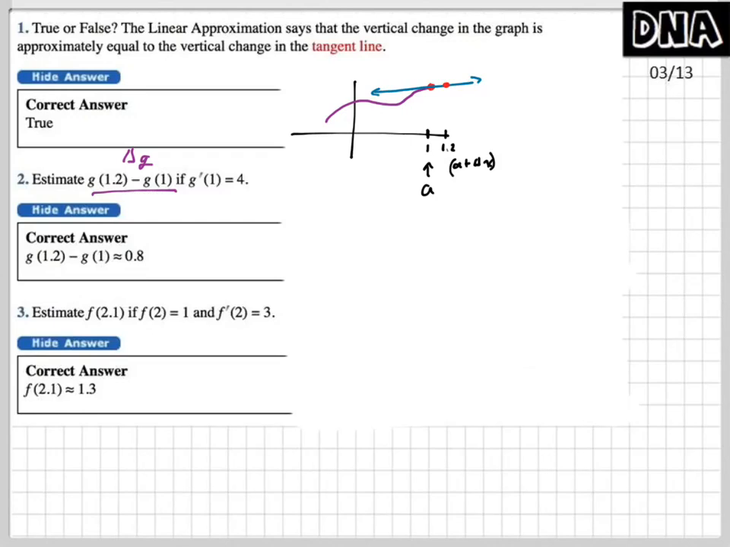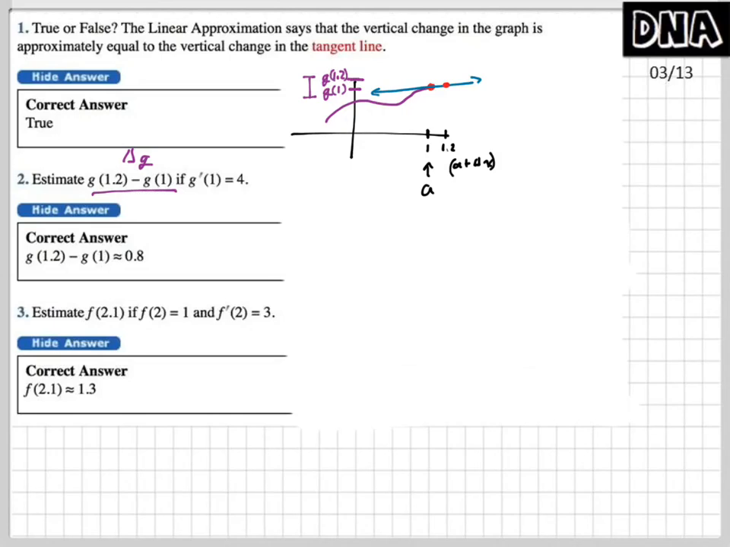So how do we estimate the change in g? The change in g is going to be this point right here minus this point right here. Let's say this is g of 1, and this next one is g of 1.2. So what is this change? What's the distance between those two? That's what we're estimating here. They use the word linear approximation a lot just for that, the change in g. So how do we figure that out?